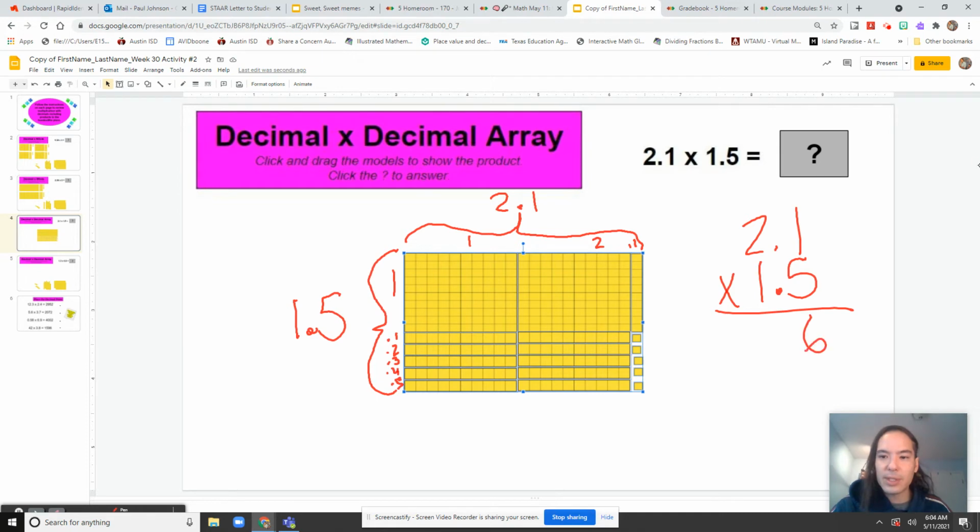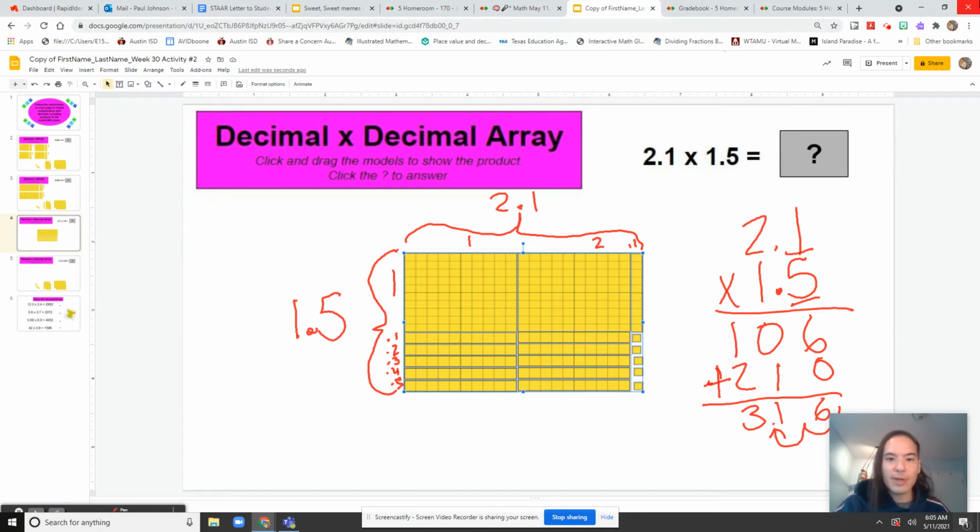5 times 1 is 6. 5 times 2 is 10. Second line, 1's place is 0. 1 times 1 is 1. 1 times 2 is 2. Oops, add it together. You get 316, but we have 2 decimal places, so we're going to move 2 decimal places. So it says that we should have about 3 and 1600ths in this array. So let's figure out if that's true.